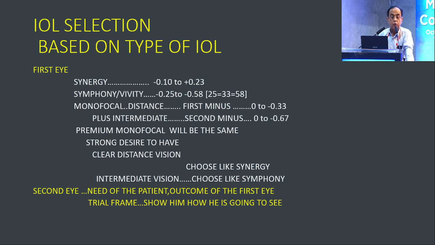Same way when I am using monofocal, a patient wants distance, I will take below the first minus, that means this will be below -0.33 diopter, and if he wants plus intermediate, then I'll take the second minus, which will be around less than -0.67 and more than -0.25. So premium monofocal will be, if the patient has a strong desire for seeing distance, use it like a Synergy. If the patient has got a strong desire to have a little bit of mobile vision, then use it like Symphony and Vivity, keep them slightly on the minus side. And second eye, depending upon the experience of the first eye, you can fine tune the second eye IOL selection.